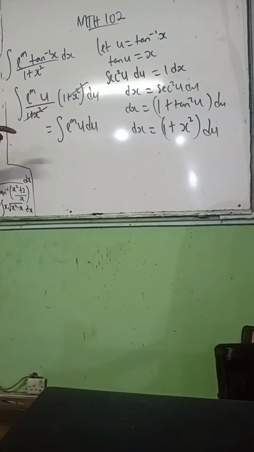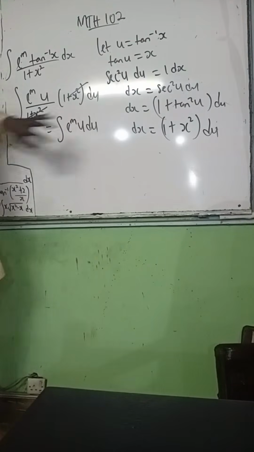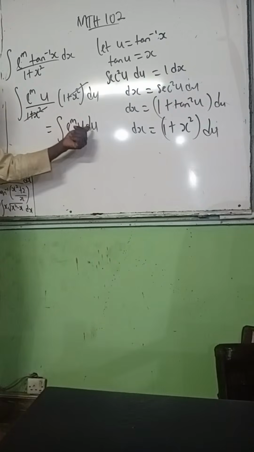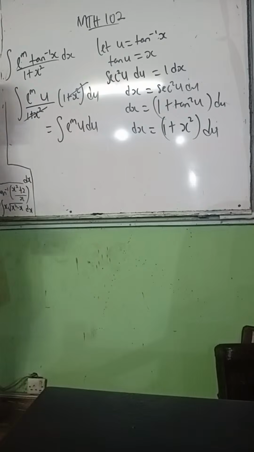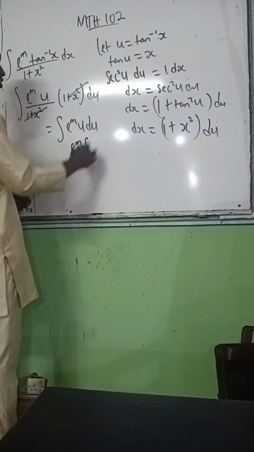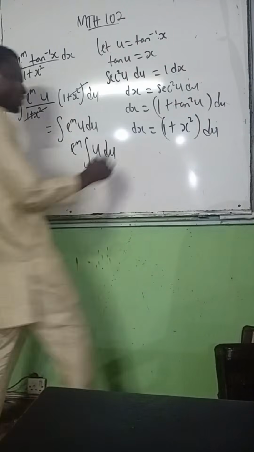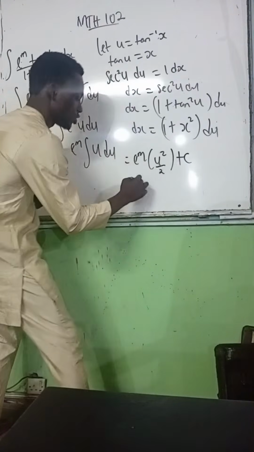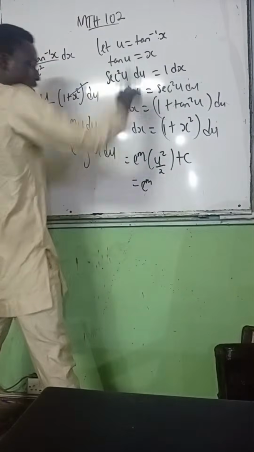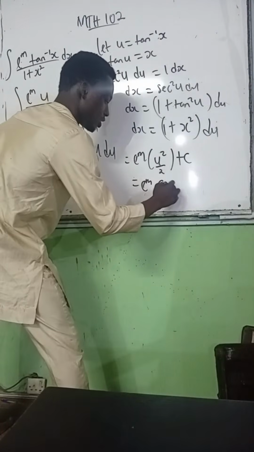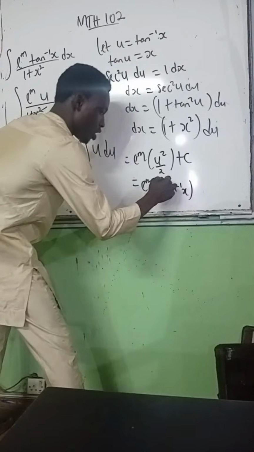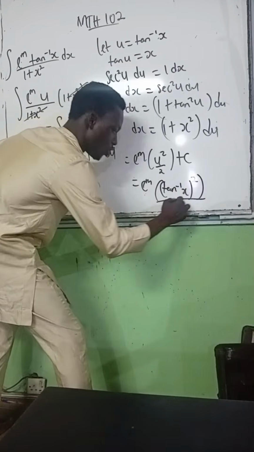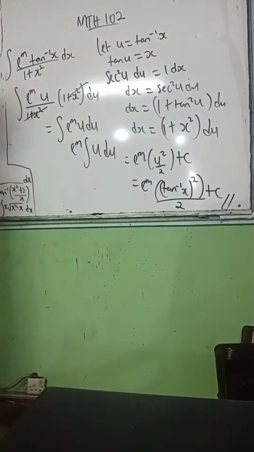E raised power m is a constant, isn't it? There is no u at the power. We are differentiating with respect to u since there is no u here at all. So everything there is constant, since it doesn't contain the variable we are integrating with respect to. So you can bring it out. E raised power m, integral of what? u du. If you integrate u, what do you get? You get u square over 2 plus C. So your answer becomes e raised power m. What's your u? So you have tan inverse of x all square over 2 plus C. And that's the final answer.